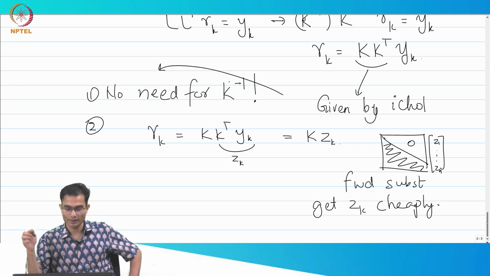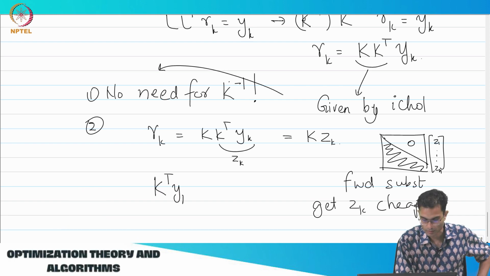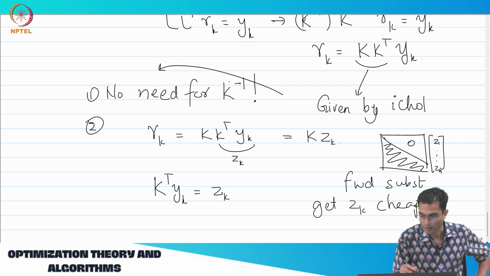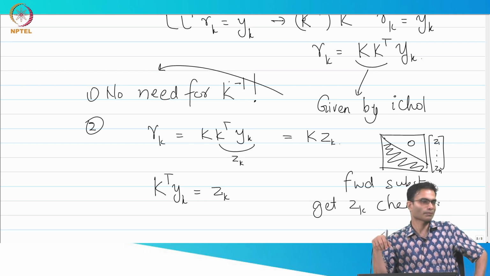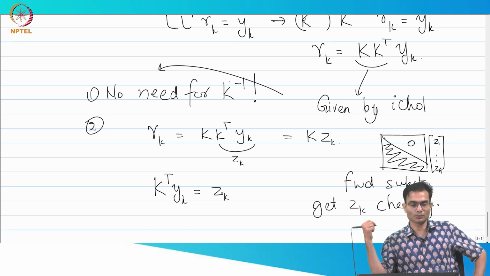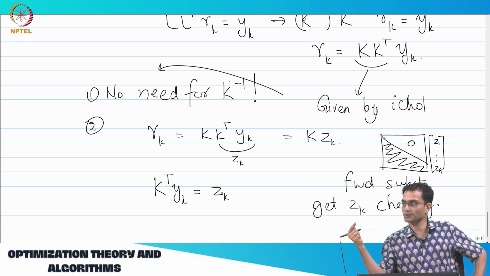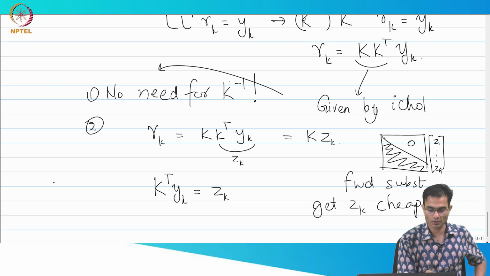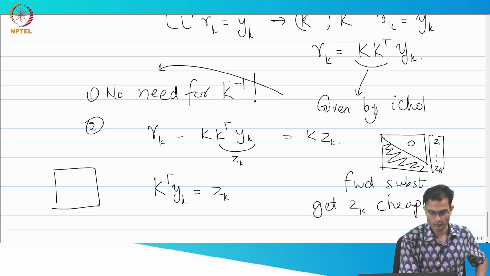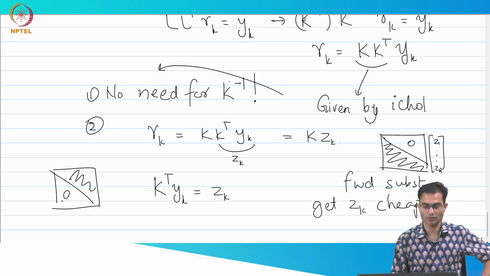So I have got Zk. Having gotten Zk, how do I get back Yk? This will not be order n squared also, because it's sparse, right? It may be like n log n or something. K transpose Yk equal to Zk. I know Zk from forward substitution. Can I get Yk cheaply? What is the structure of K transpose? Upper triangular, right? So it's like this, and this is 0.